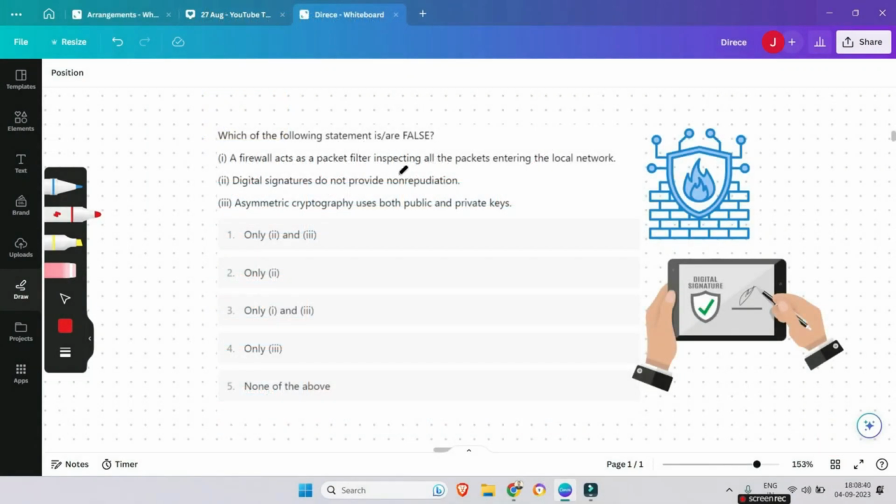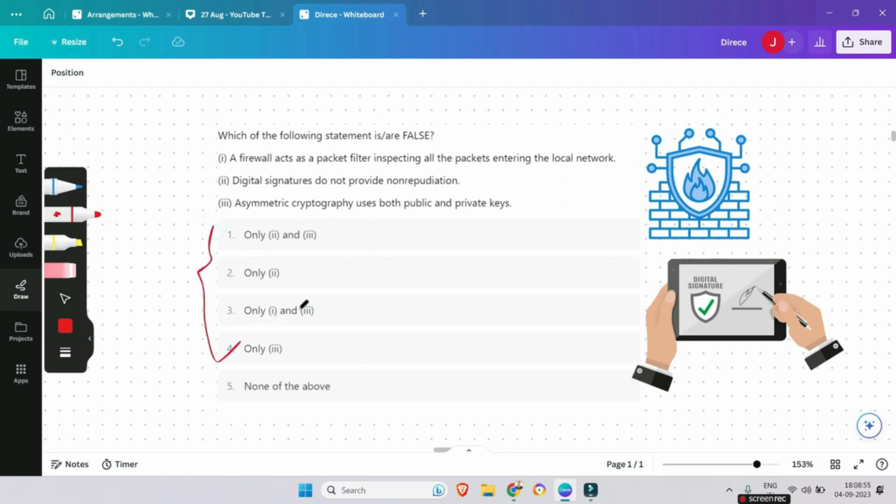A firewall acts as a packet filter inspecting all the packets entering the local network. Digital signatures do not provide non-repudiation. Asymmetric cryptography uses both public and private keys. Which will be the correct answer from this?